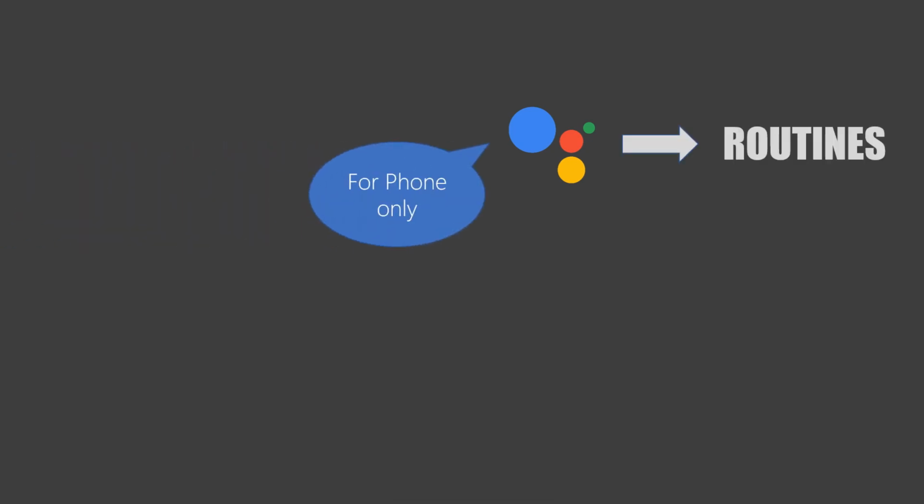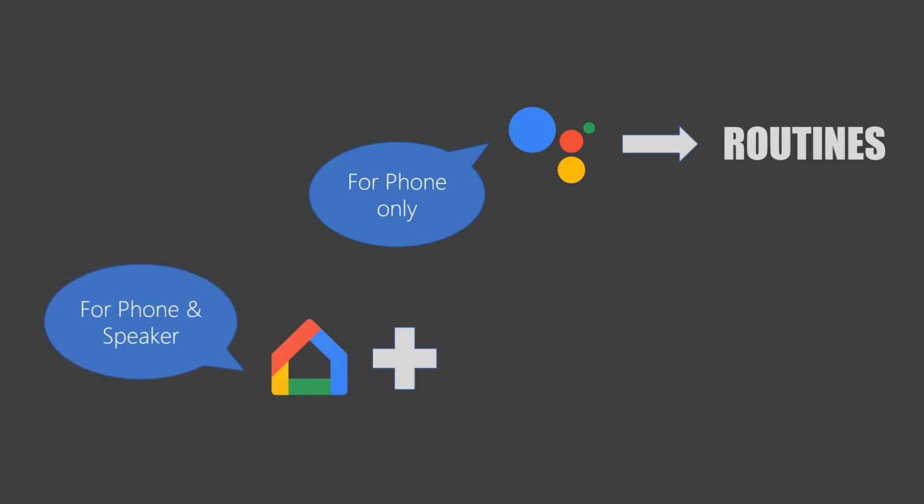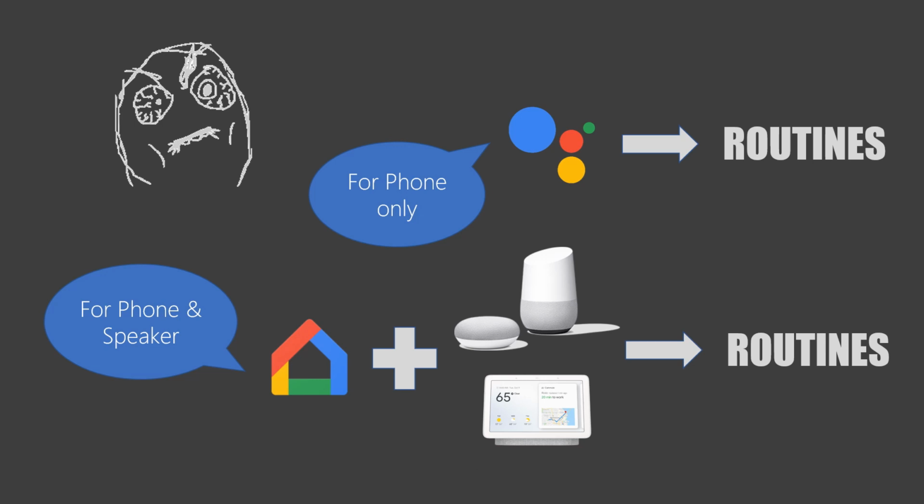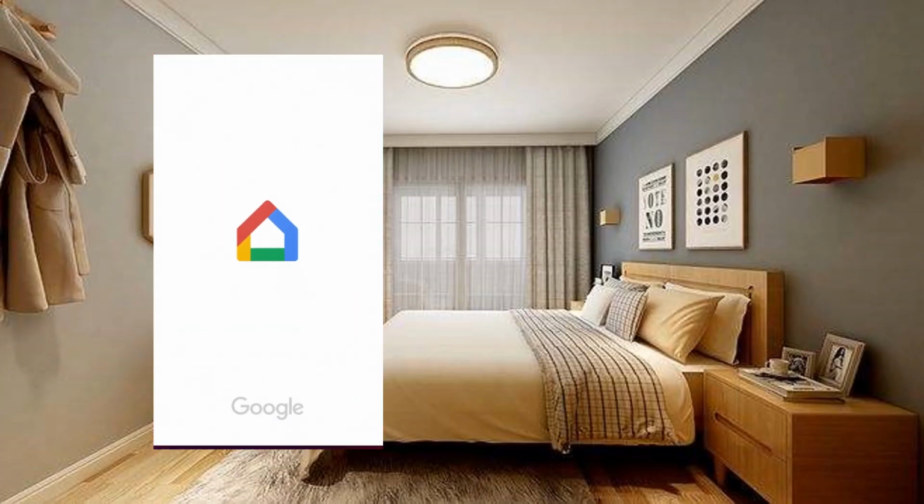If you use routines in Google Home, a smart speaker is required under your account, Google Home Mini or Google Nest Hub. But you can still use the phone for voice triggering. Let's use Google Home to show how it works.